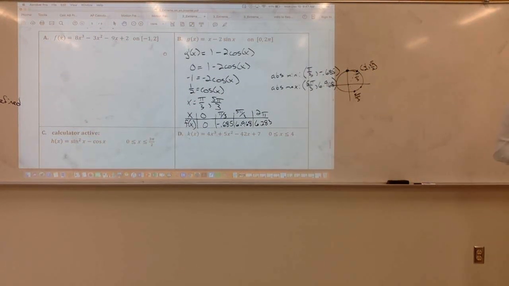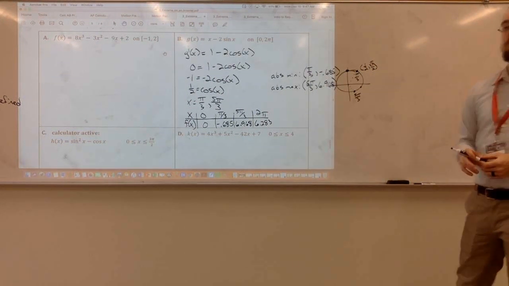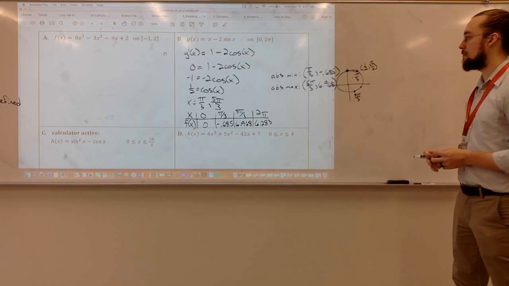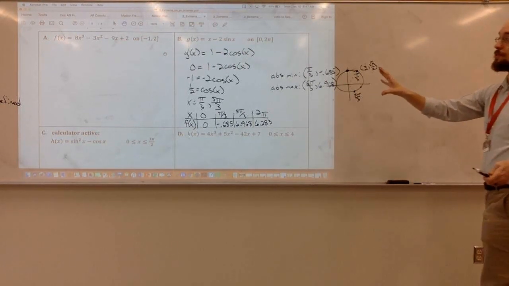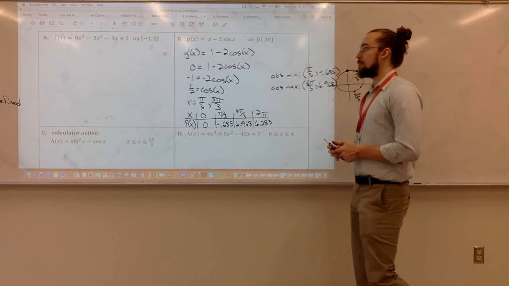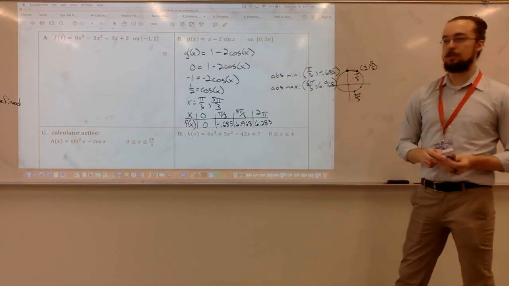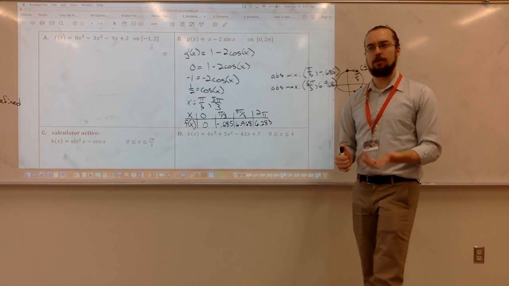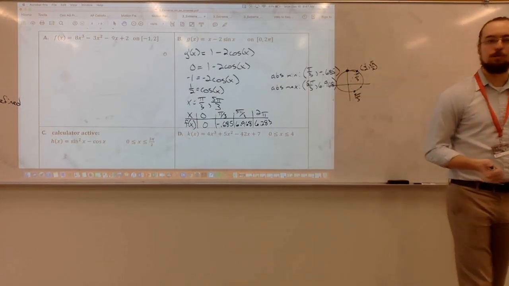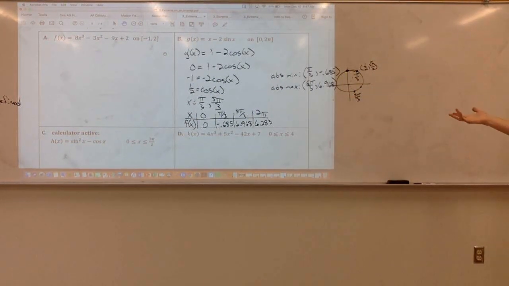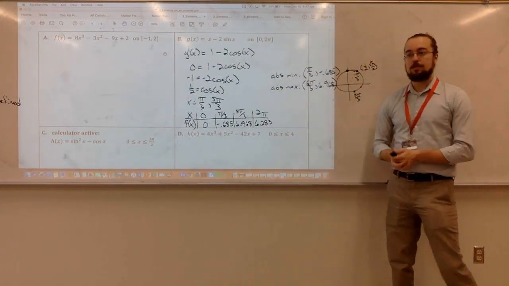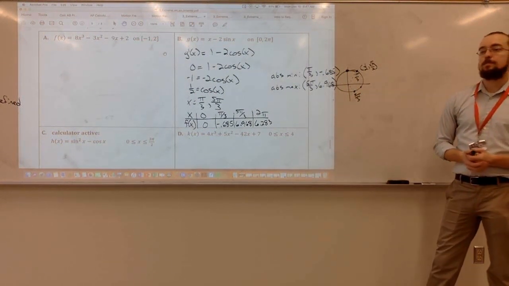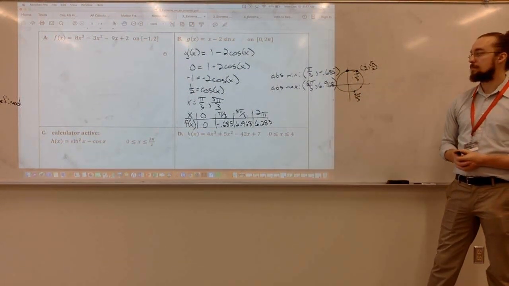On the AP test, do you think this will be a multiple choice answer, or will this be more like a standard form? Something like this would probably be a multiple choice question. And they would only ask you for one or the other. They're not going to ask you for both within a multiple choice question. They would just say, what's the absolute max of this function on this interval? But we would still have to go through that whole same process, right?